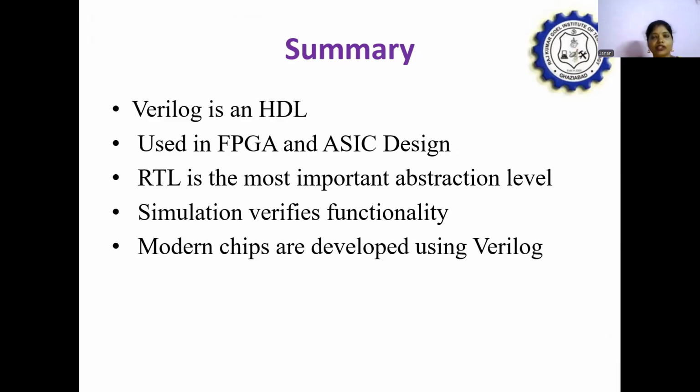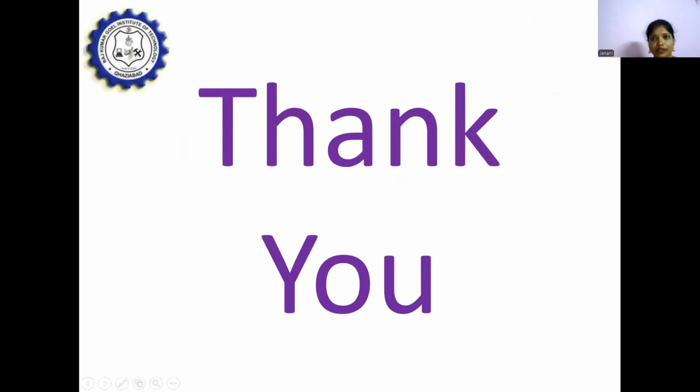Already I discussed RTL. Verilog is mainly used in the RTL stage. It is one of the important stages in the abstraction level. Then I discussed simulation. Simulation is very important to verify the functionality of your design. In modern chip designs, Verilog is used.